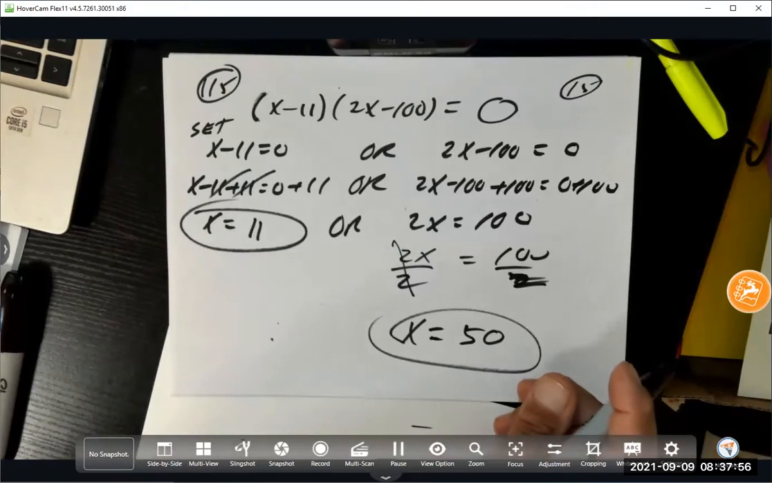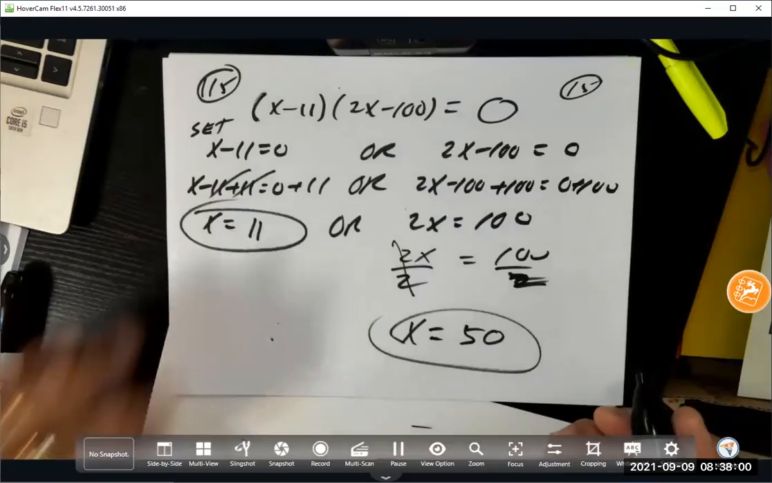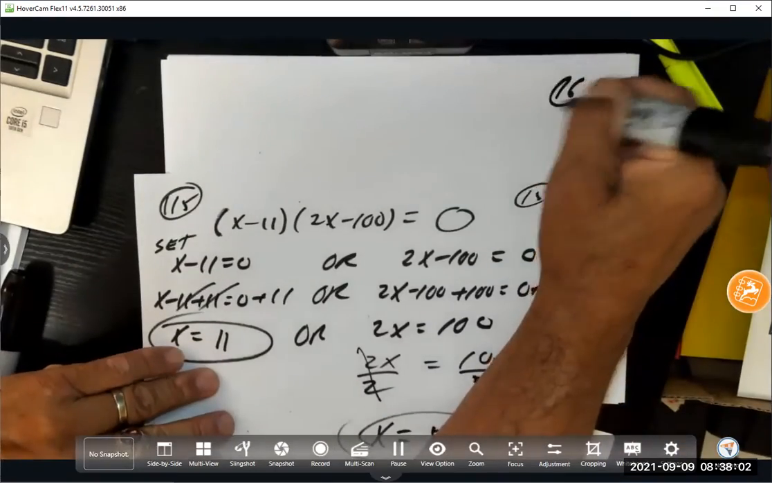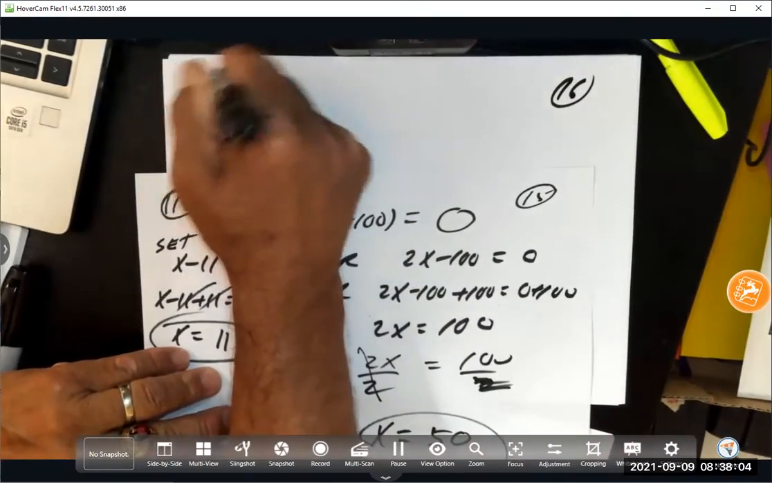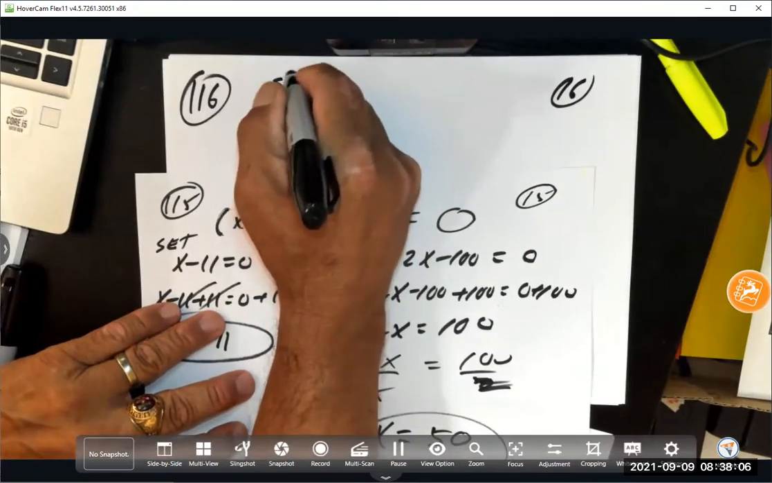I'm going to say 115 is okay. Is that okay? Okay, yes. I'm going to go to 116 then. Okay, number 116. This one says solve.